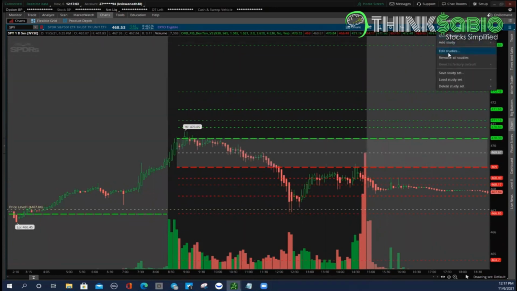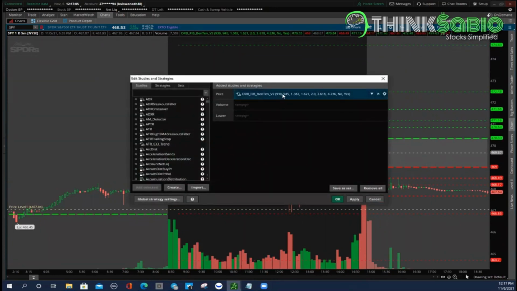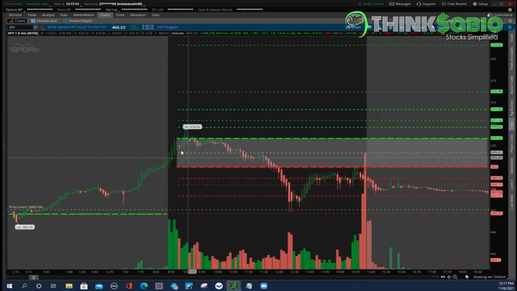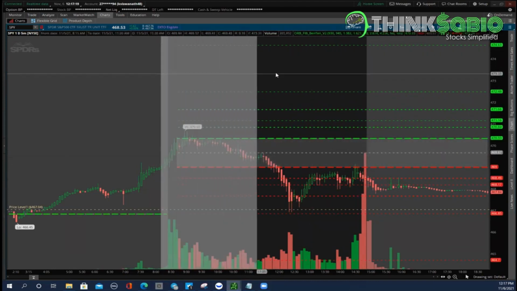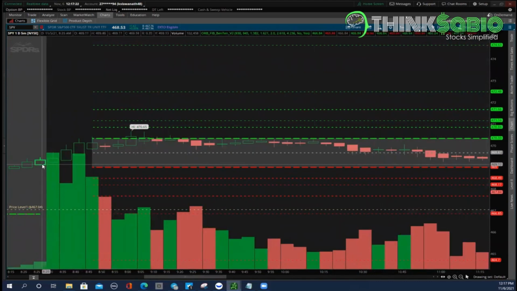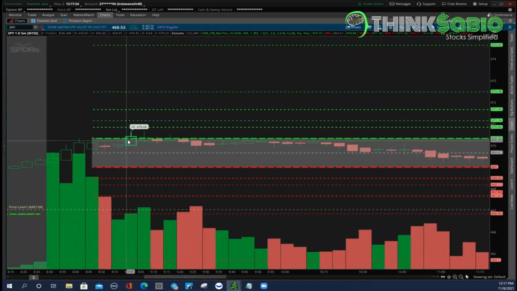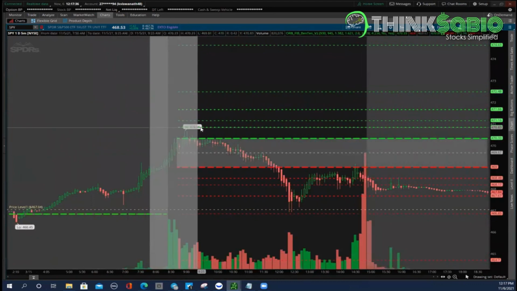The time that I have in my studies for this ORB is 9:30 to 9:45. This is the first 15 minutes. ORB basically plots a high and a low based on the first 15 minutes of price action of a stock. So let's say we are looking at SPY, and this is the first 15 minutes. The thick line here is the first 15-minute high, the thick red line here is the first 15-minute low of the day, from when it started.